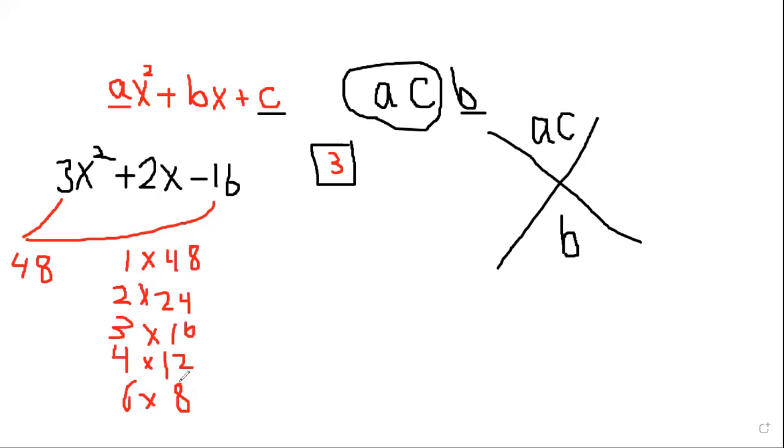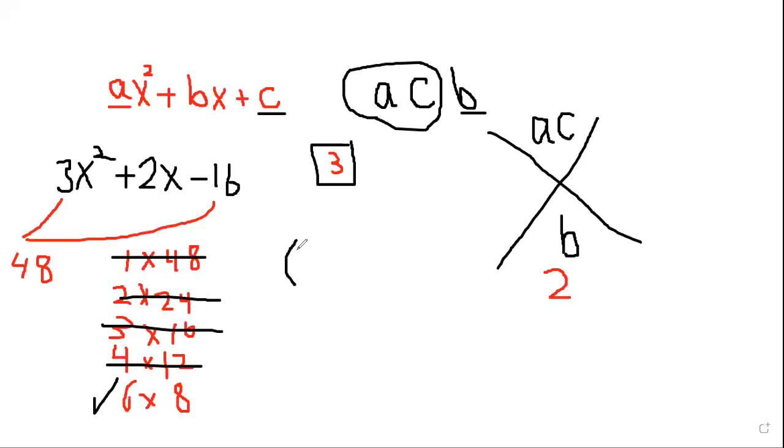We are looking for the difference. Their difference should be how many? 2. Okay. Then 48 minus 1, their difference equals 2? No. 24? No. This one? No. No. No. This one, I found it, right?